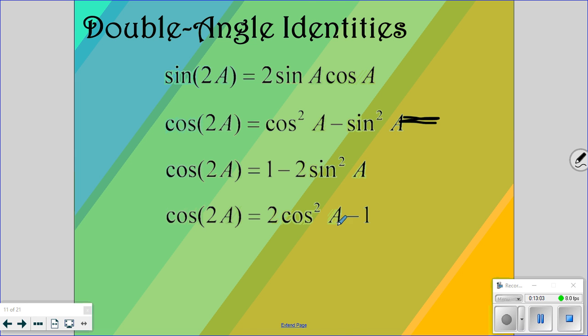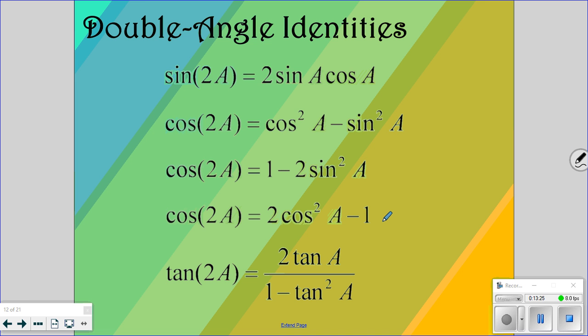The other 2 are helpful, but you can always replace either the cosine squared or the sine squared with the equation that you get from sine squared plus cosine squared equals 1. So you can get to those pretty quickly by substituting in what cosine squared equals or what sine squared equals. And then the one for tangent of 2A is 2 tangent of A over 1 minus tangent squared. So hopefully you've seen those before in pre-calculus.